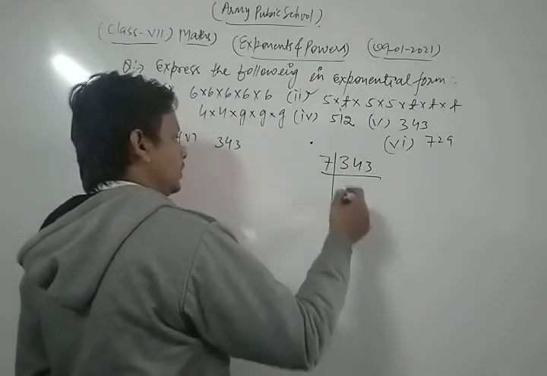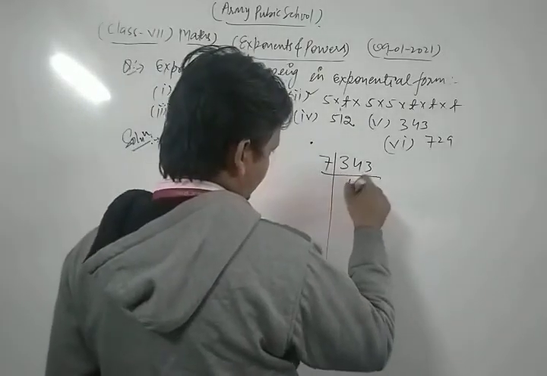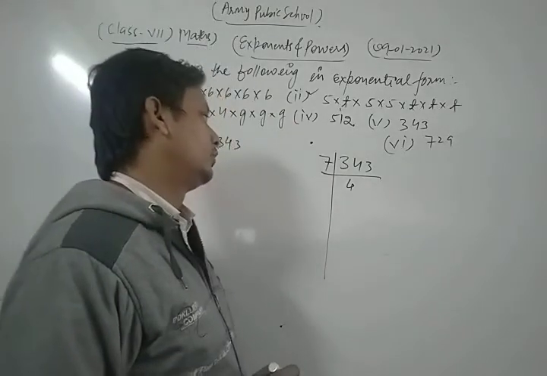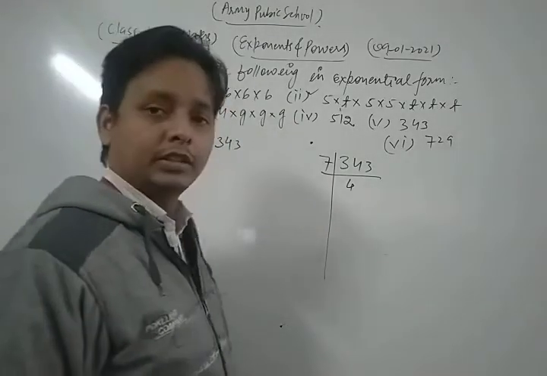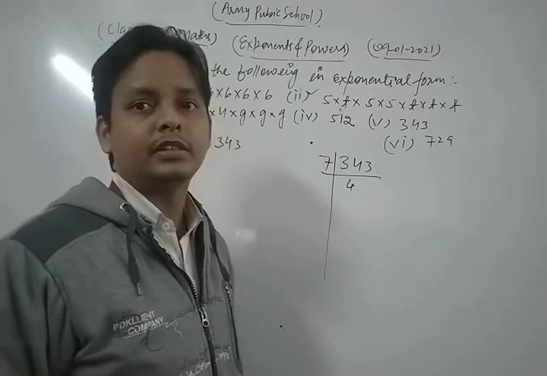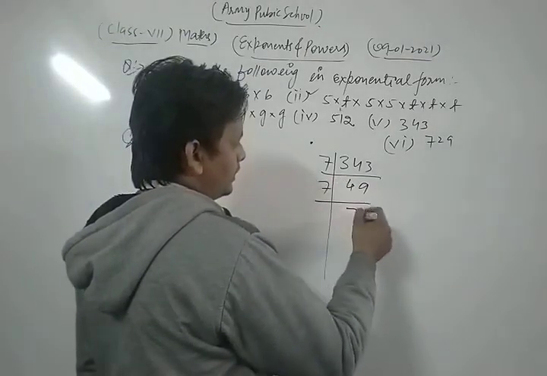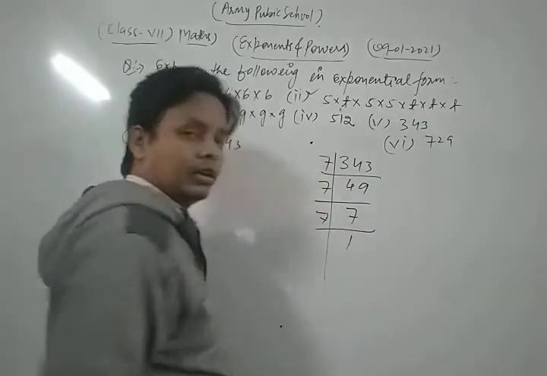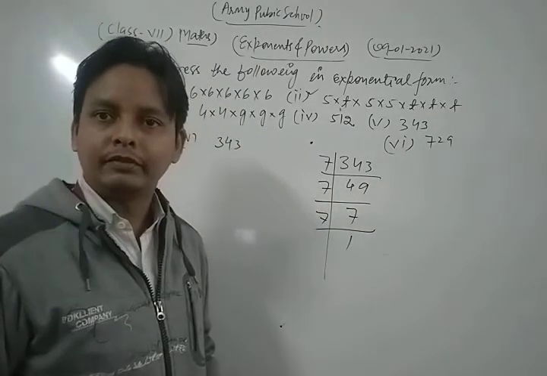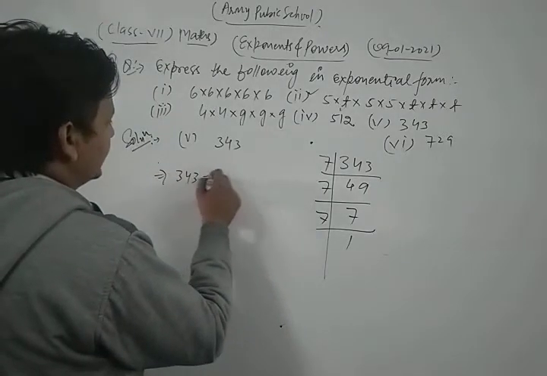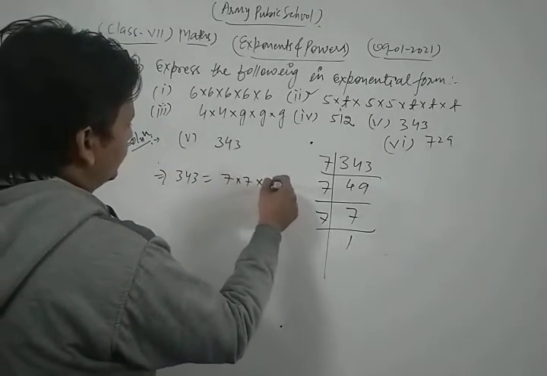Let's see. 7 4s are 28, and 28 to 34, 6 carry 6. 63, so 7 9s are 63. Now again 7 7s are 49, and again 7 1s are 7, and finally 1. Now in this way we do prime factorization. Now we get 343 written as 7 into 7 into 7.